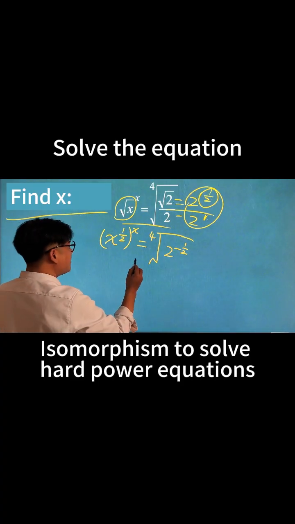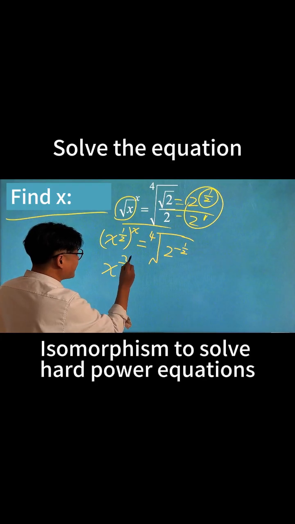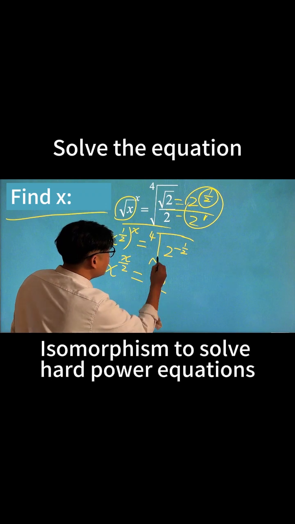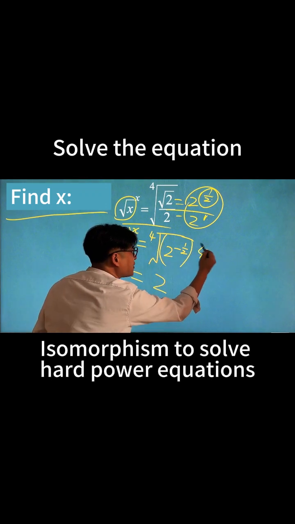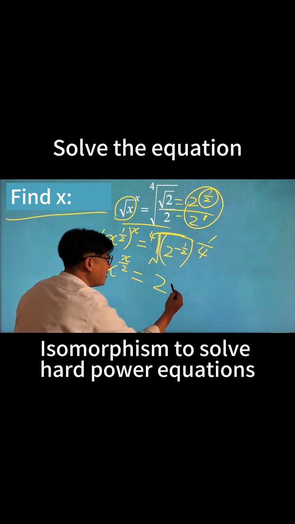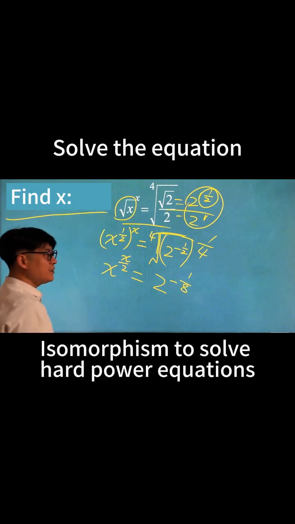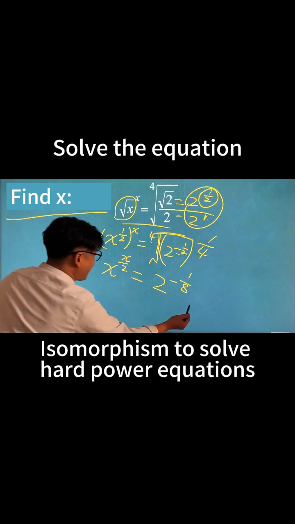And then what? So what does the left side become? x to the power of x over 2. And the right side, the fourth root of 2 to the negative 1/2 is actually the same as raising it to the 1/4 power. Do you understand this principle? Taking the fourth root is the same as raising it to the 1/4 power. So that becomes 2 to the negative 1/8 power, right? When you multiply the two together, what do you do at this step?